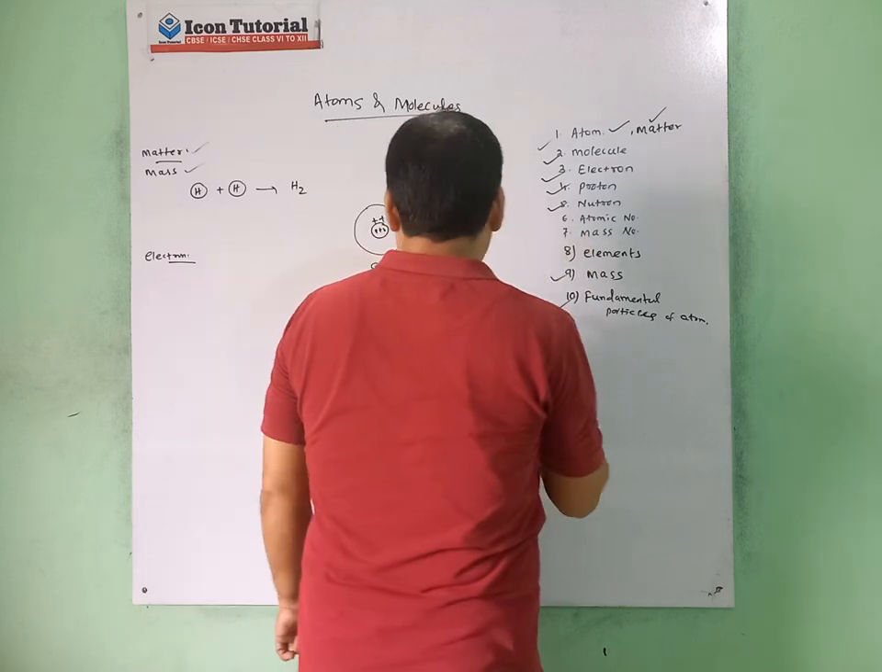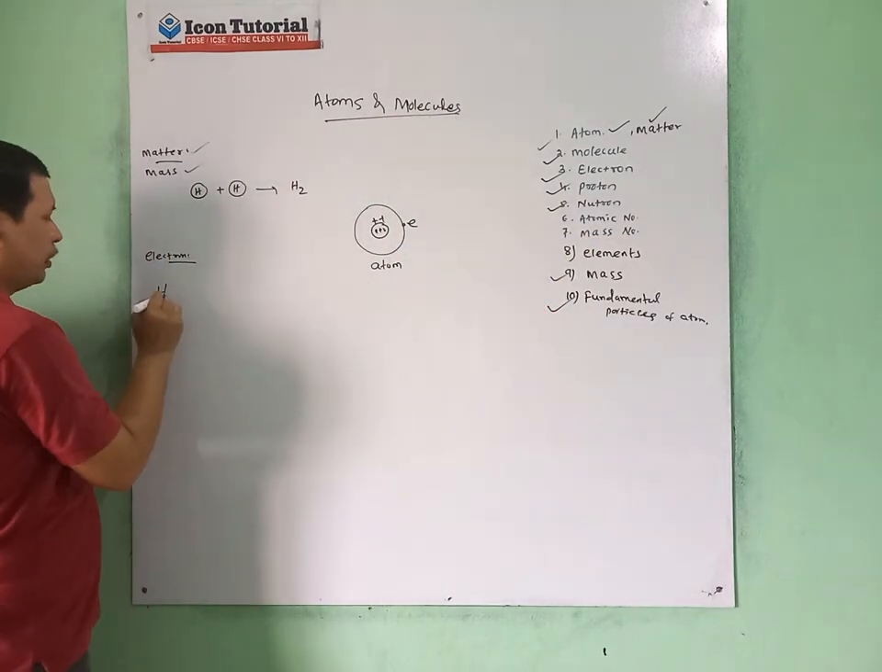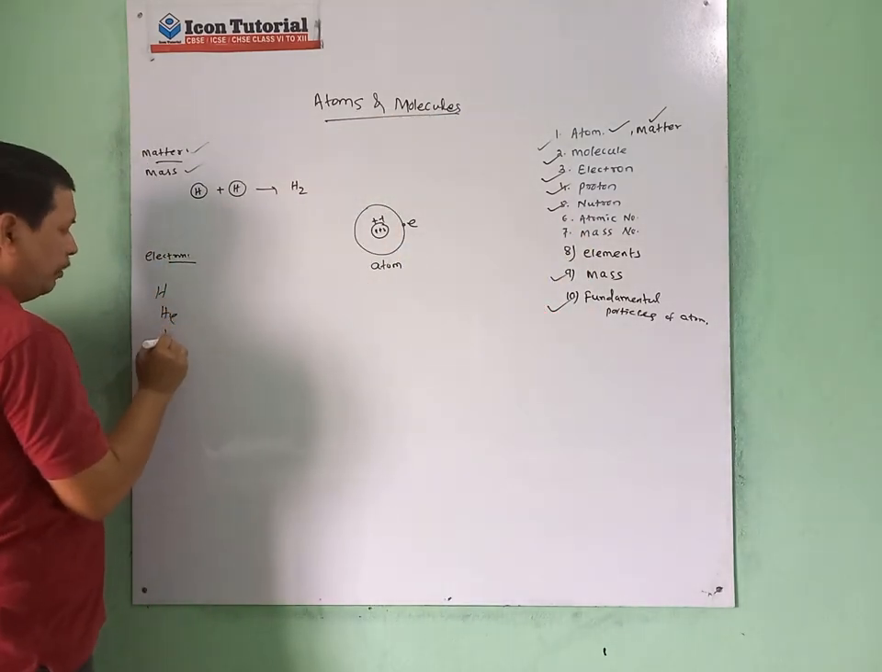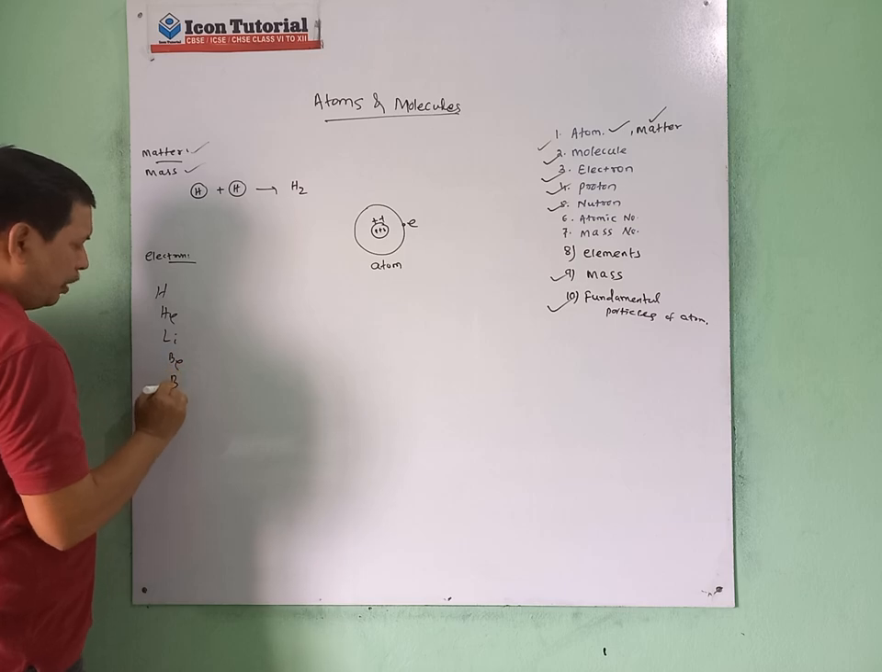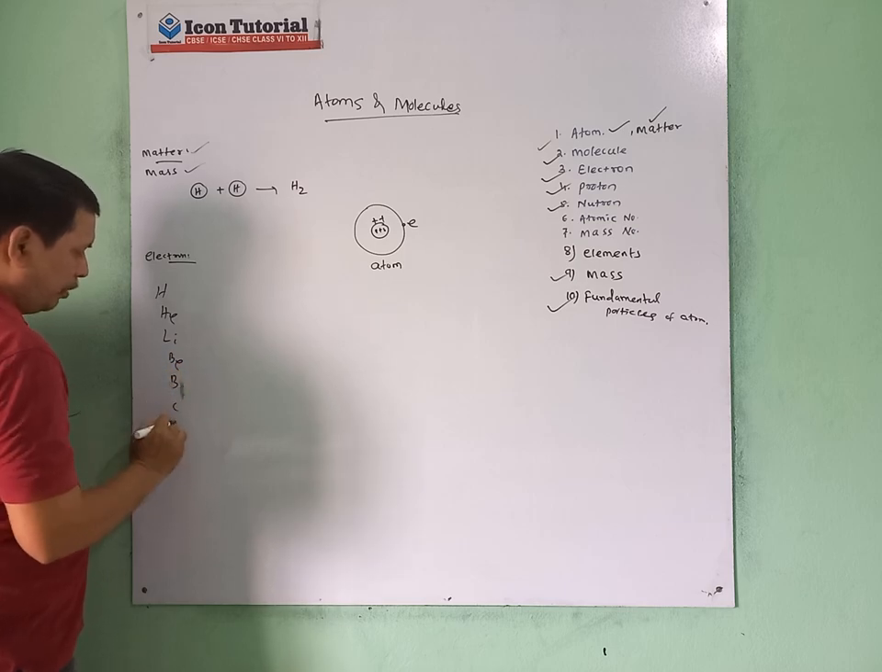Then atomic number. What is atomic number? Suppose here hydrogen, helium, lithium, beryllium, boron, carbon, nitrogen, oxygen.